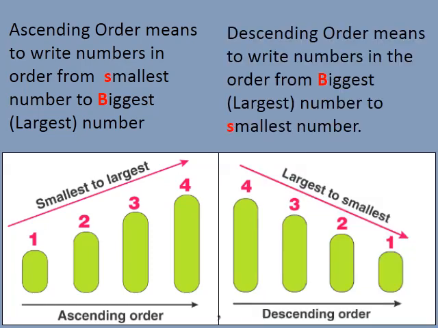Now let's understand what is descending order. Descending order means to write numbers in the order from biggest or the largest number to the smallest number. So children, remember, the biggest number comes first in the descending order, and then we move on to the smaller, and at the end the smallest number. So children, just remember, ascending order is increasing order and descending order means decreasing order.